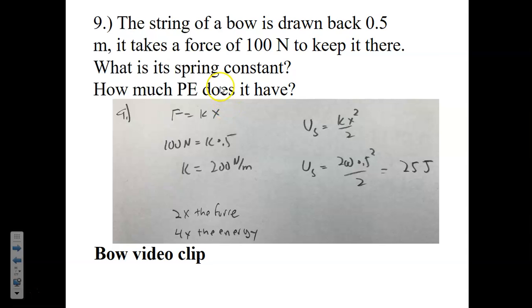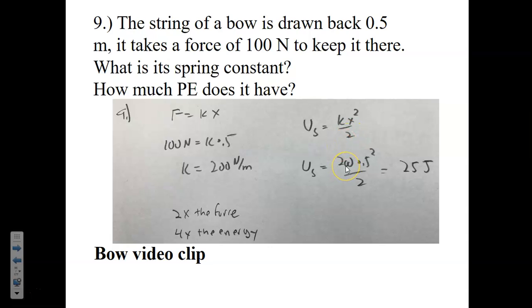So the string of a bow is drawn back 0.5 meters, and it takes a force of 100 newtons to keep it there. What's the spring constant, and how much potential energy does it have? Well, the force is equal to 100 newtons. That's equal to the spring constant, which is what we're trying to find, times the distance stretched, which is 0.5 meters. And we get that the spring constant is equal to 200 newtons per meter. Now, to figure out the potential energy, we need to use the new equation. U sub s equals kx squared over 2.